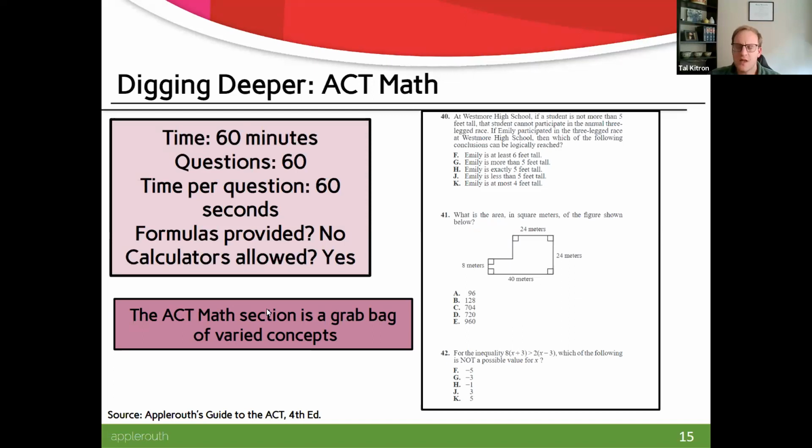The SAT is know a lot about a little, algebra. The ACT is know a little bit about a lot. Even just here, a cross section of questions 40 through 42, we see a logic question, we see geometry with a weird Utah looking shape, and then we see inequalities with the word not. So that's all in one test, and you cover a lot of ground just with a few questions.